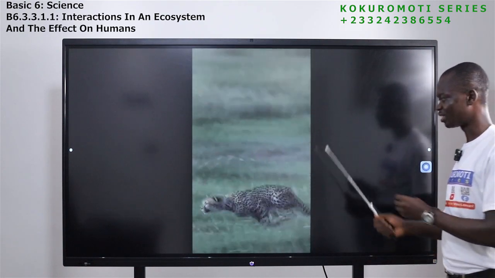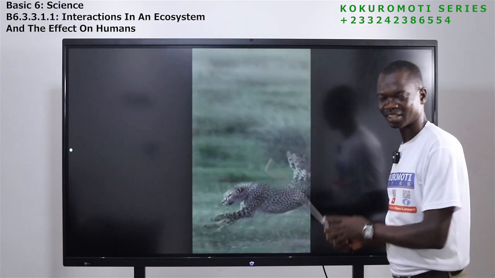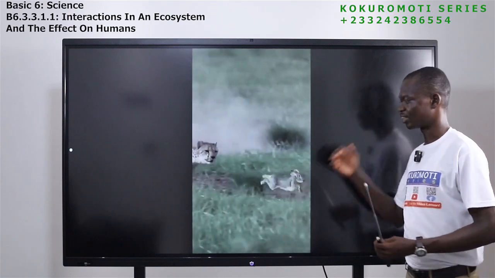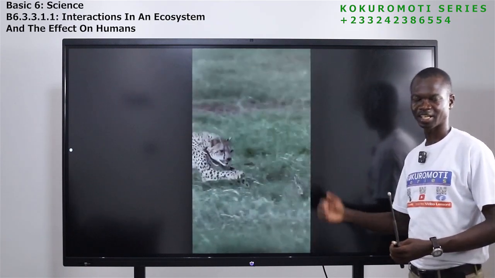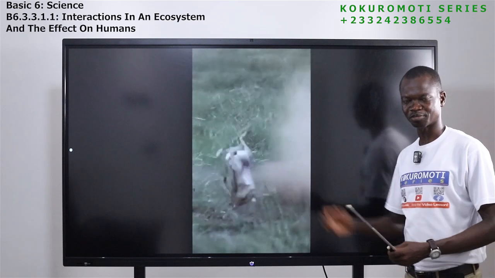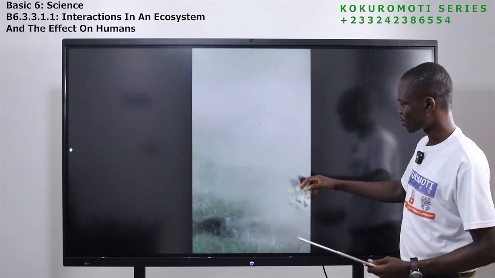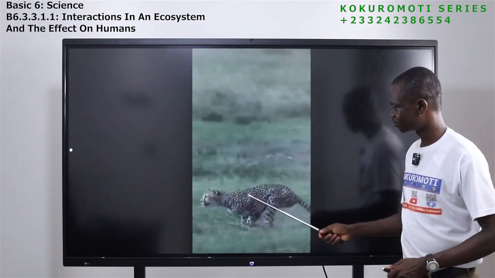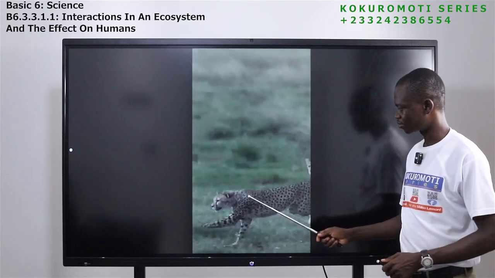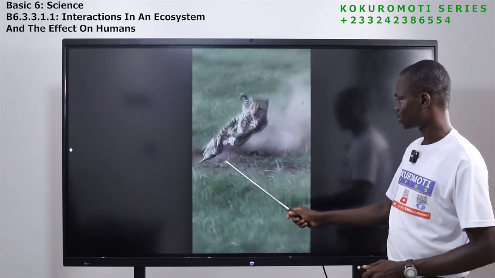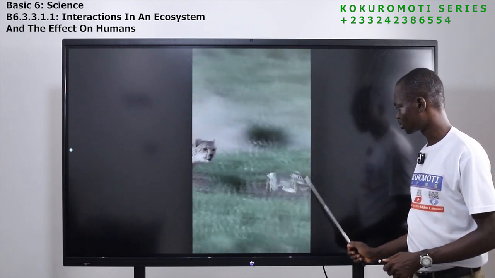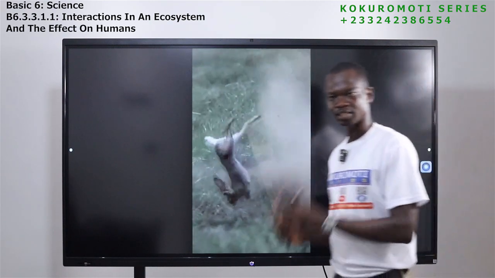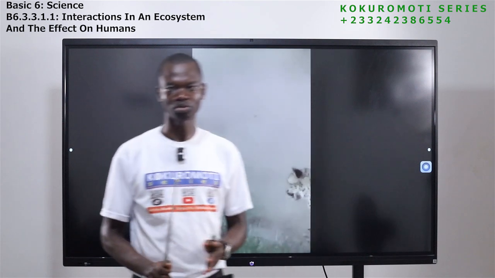Have you seen this? So the interactions that happen in the ecosystem, one of the effects is that the number of animals in the ecosystem reduces because of predation. The predator is this animal. And the prey is this one. Always predator kill the prey. So that is what you should understand.